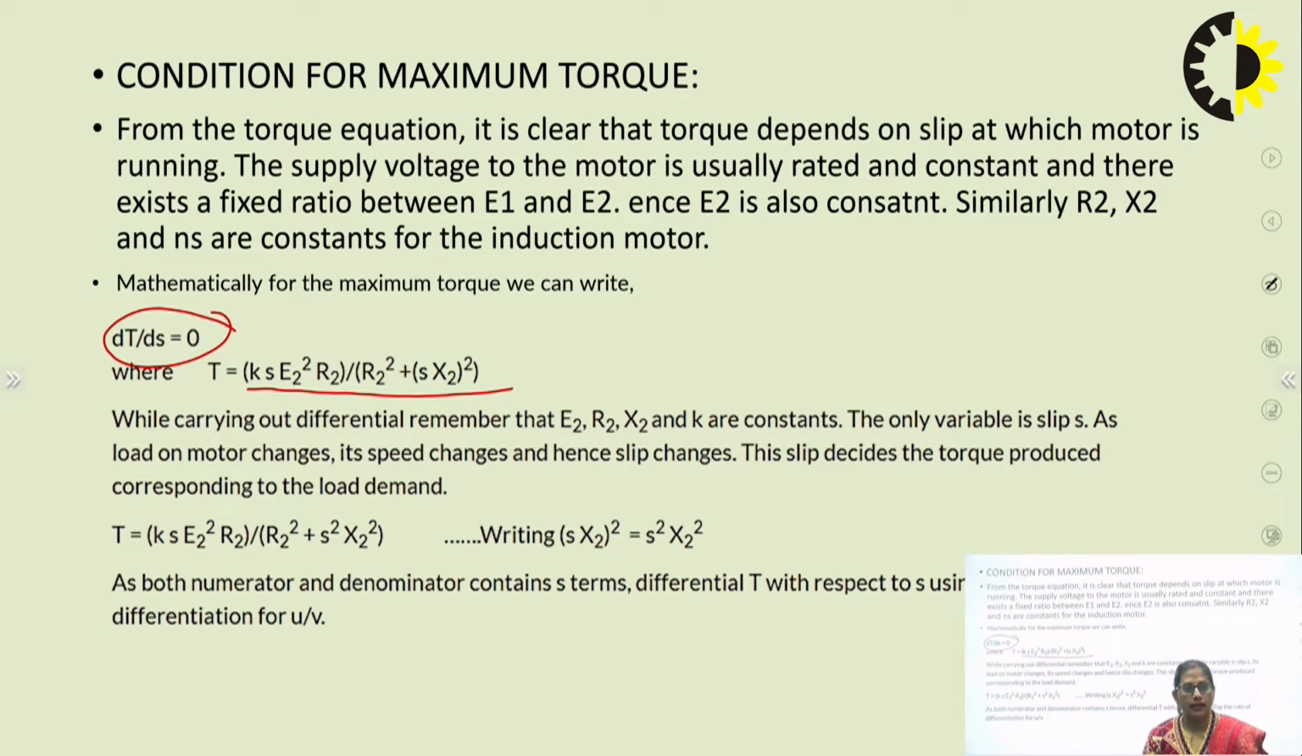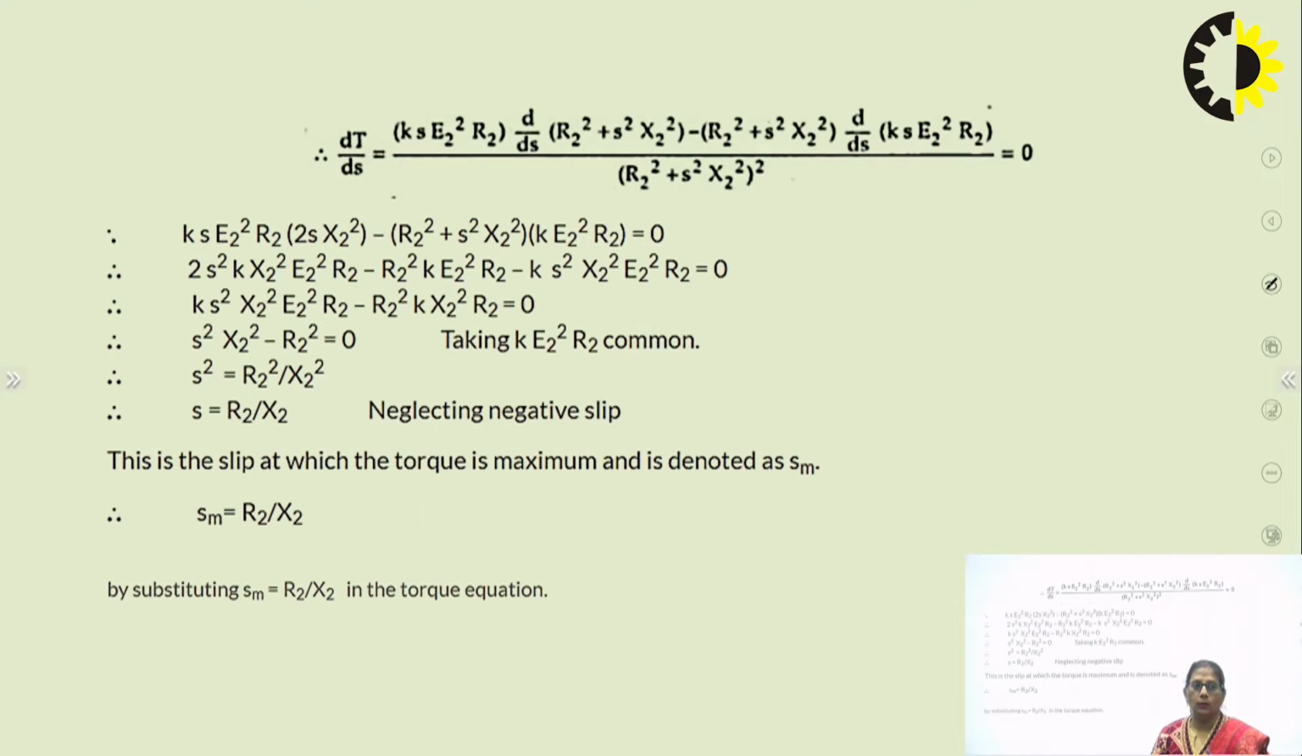Just differentiating it and equating it to 0, the condition we'll be getting is that Sm must be equal to R2 by X2. That means the maximum torque will be attained at the slip equal to the ratio of rotor resistance to the rotor reactance at standstill condition. So at this instant, the maximum torque of the three-phase induction motor would be occurring.